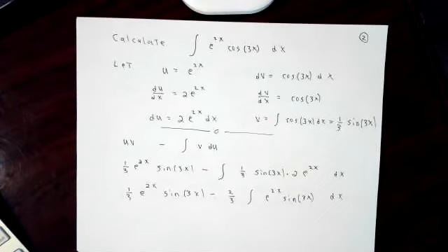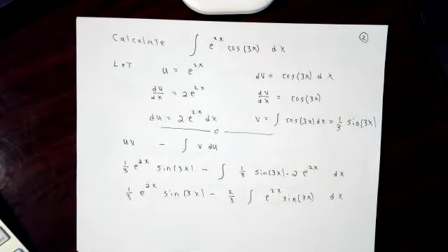So to get started, I'm going to pick u to be the exponential part, and dv will be the trig part together with the dx. The derivative of u with respect to x is easy to calculate. By the chain rule, it's e raised to the 2x times the derivative of 2x. So du ends up being 2e to the 2x dx.